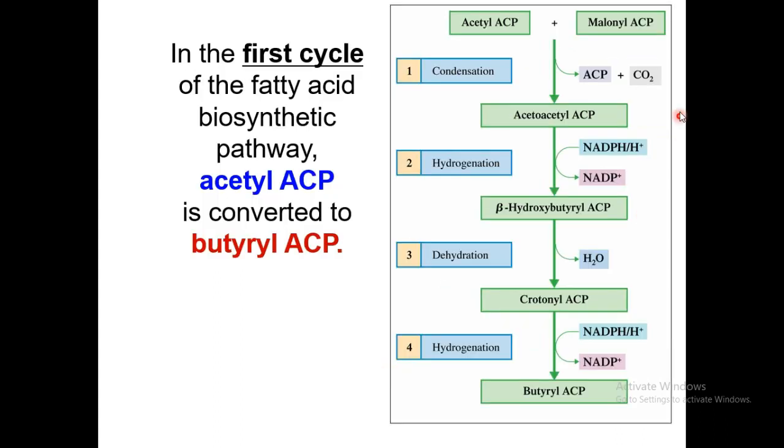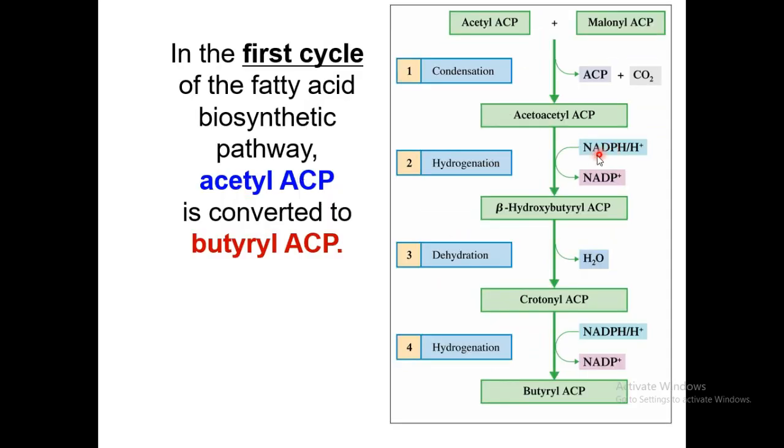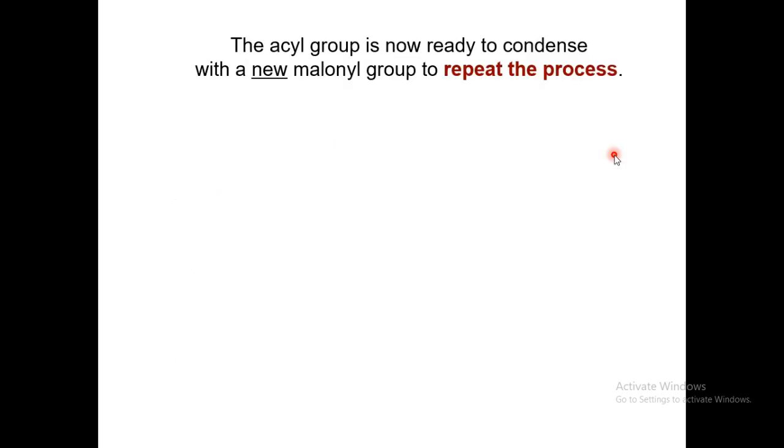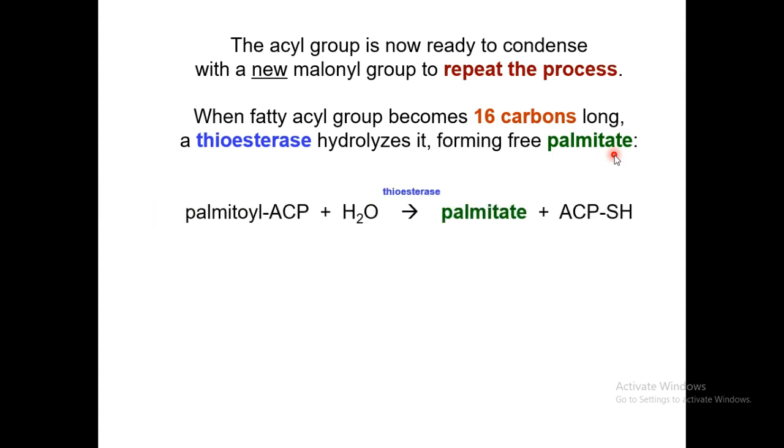So how much NADPH do we spend? A lot. 7 times 2, 14. 14 NADPH molecules are oxidized to NADP to produce one fatty acid molecule. And I told you this is an energy input, we invest energy here, which is to be expected because this is an anabolic process. Then where does this NADPH come from? We will discuss that in the pentose phosphate pathway. Okay. So the acyl group is now ready to condense with a new malonyl group to repeat the process. When the fatty acyl group becomes 16 carbons long, thioesterase hydrolyzes it, forming free palmitate.